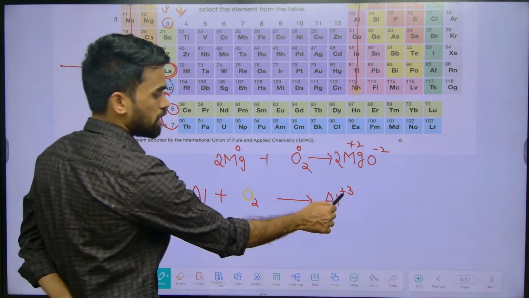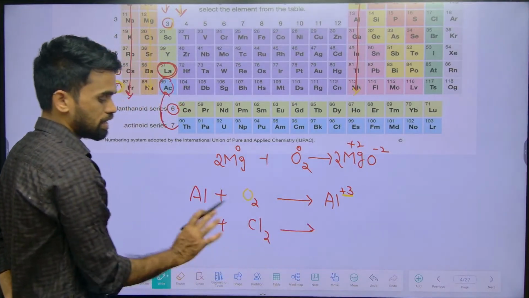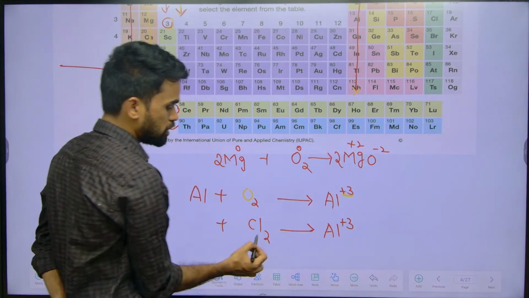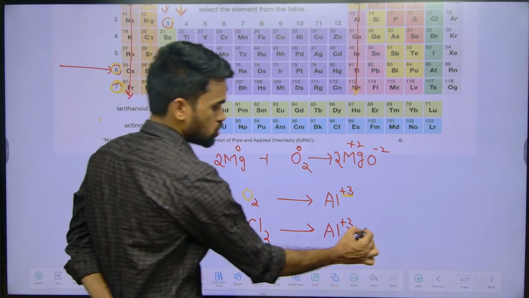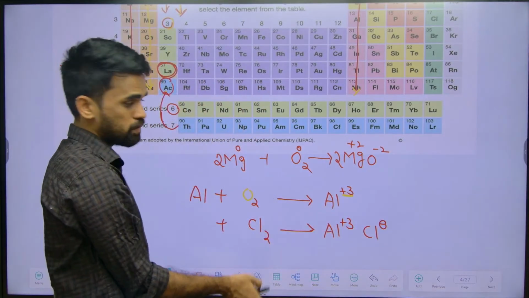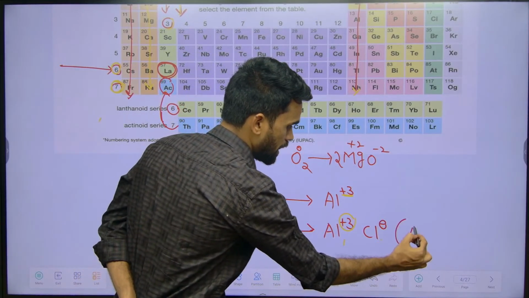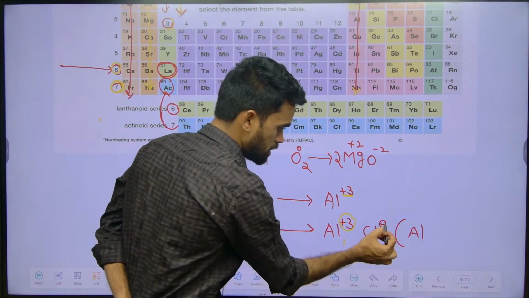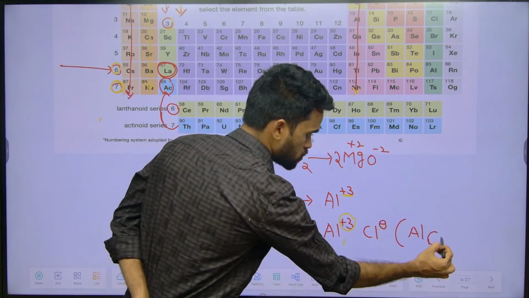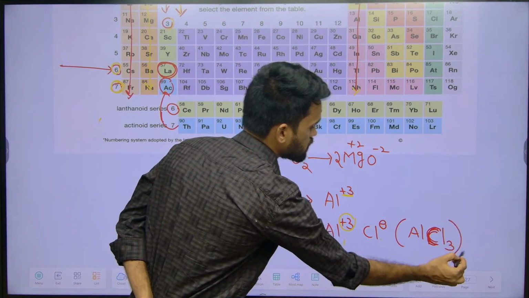In order to make this +3 charge, how many oxygens required or how many chlorines required? In order to make Al +3 charge, each chlorine will be with -1 charge. Now you do the crisscross method, this charge over here, this charge over here, so it becomes Al3, Al, and crisscross means 1. And this one is here, so Cl3. AlCl3 will be the formula of this compound.